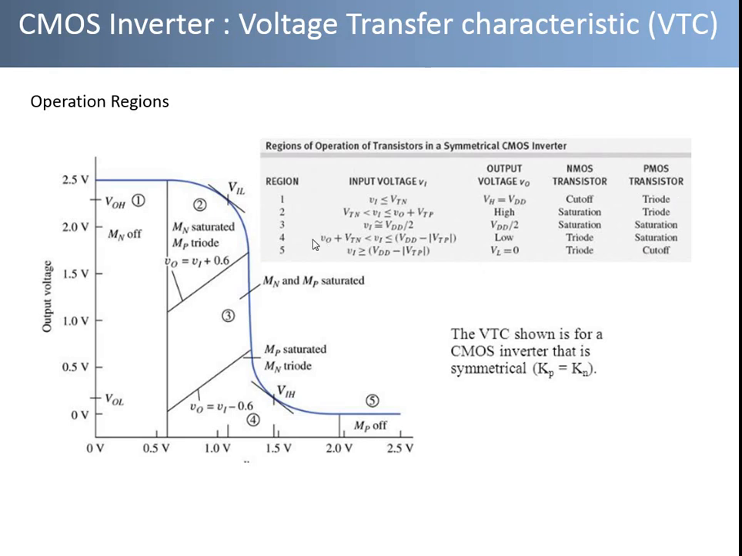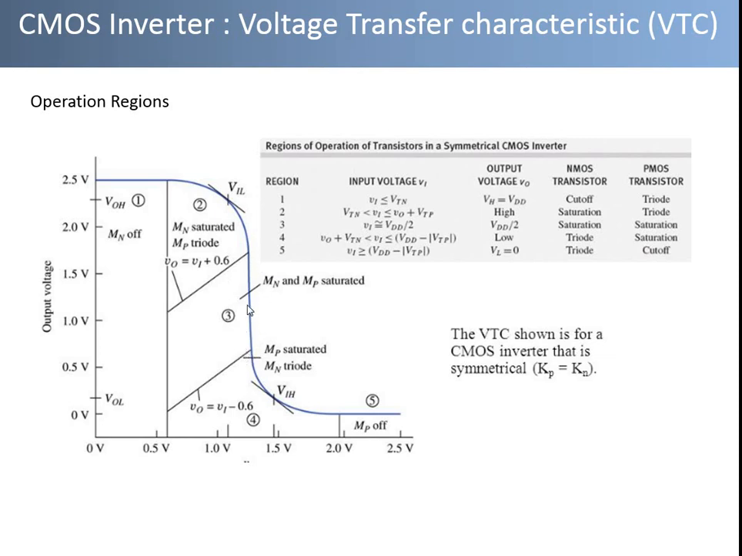mode. In region 2, Vin is slightly higher than VTN, but it is between VTN and Vout plus VTP, whereas Vout is a high value but it is slightly less than VDD. So in this region of operation, the NMOS transistor is in saturation mode, whereas the PMOS transistor is in triode mode. Region 3 corresponds to the transition region.